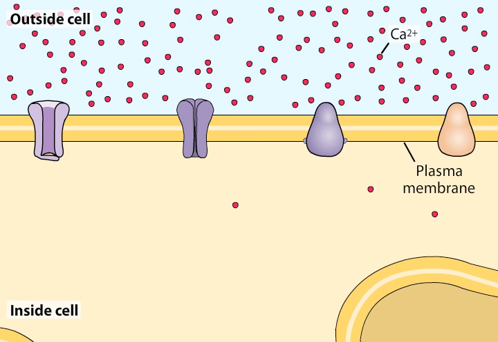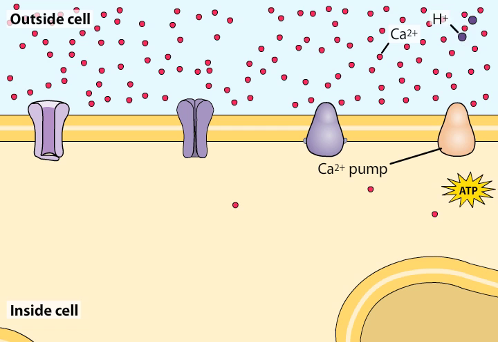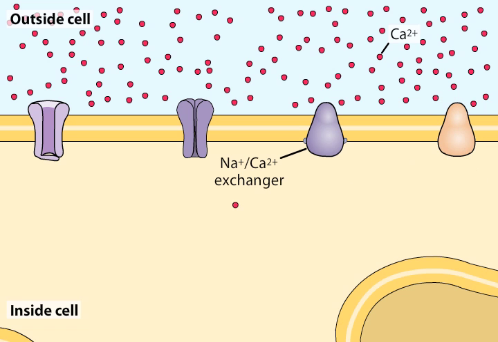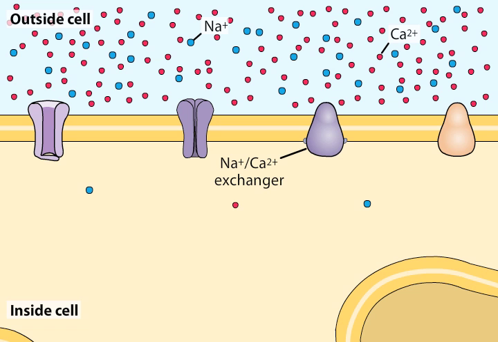Proteins in the plasma membrane transport calcium out of the cell. One type is an ATPase called a calcium pump. The energy from ATP hydrolysis is used to pump calcium up its concentration gradient, while hydrogen ions are counter-transported. Another means of maintaining the gradient is by the action of a sodium-calcium exchanger. This exchanger uses the energy from a concentration gradient of sodium ions across the membrane, exchanging sodium ions for calcium.